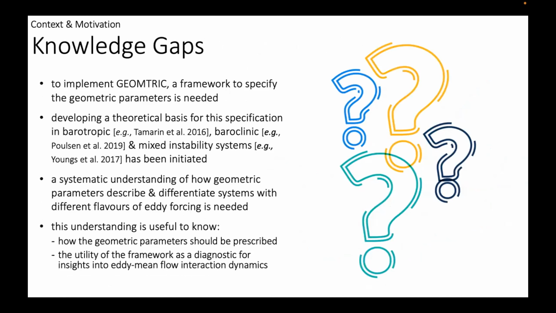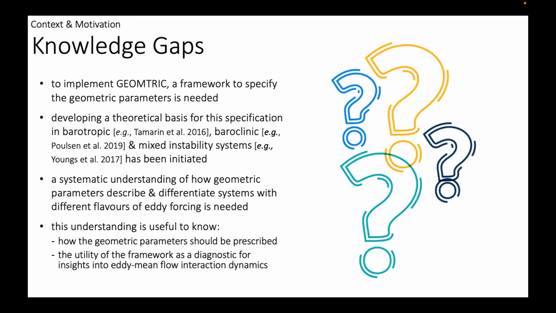To implement geometric as a framework, we need the eddy energy. So we could maybe run an offline model to understand how the eddy energy is evolving. But then we also need to specify these geometric parameters in some form. And so we need a framework in which to do that. There has been some nice work in recent years making progress to developing a theoretical framework for this specification in barotropic and baroclinic and in a mixed instability system. So this work has been started.